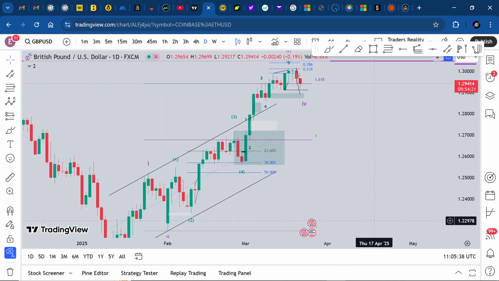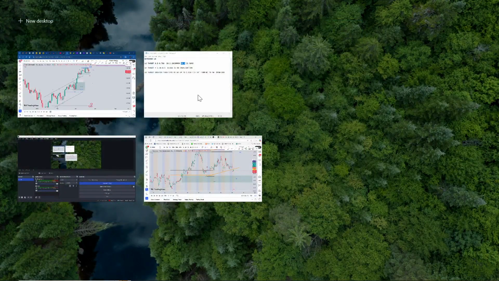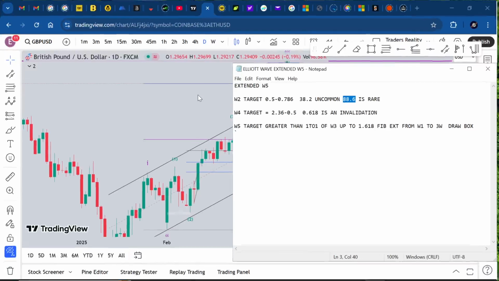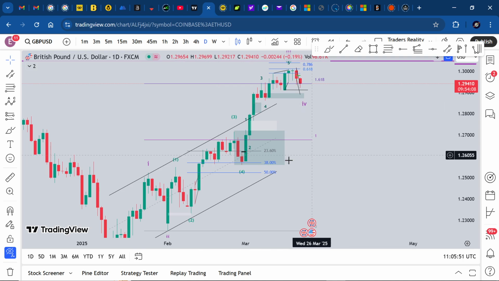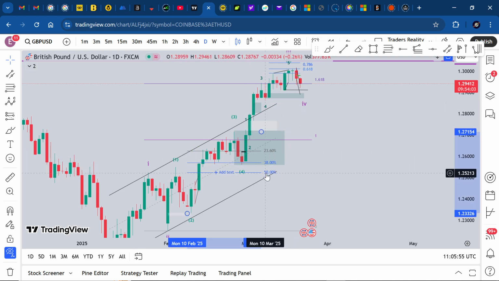Okay, it came down to the 0.382. Let's have a look at the rules again. Wave 4, from the 0.236 to the 0.5. Yep, that's what we've got between there and there. So we've got bang in the middle, 0.382.